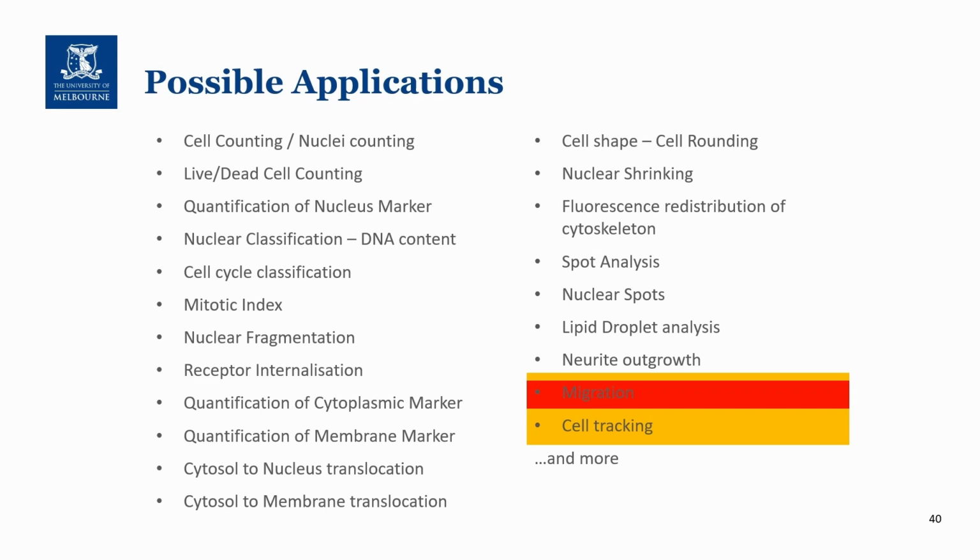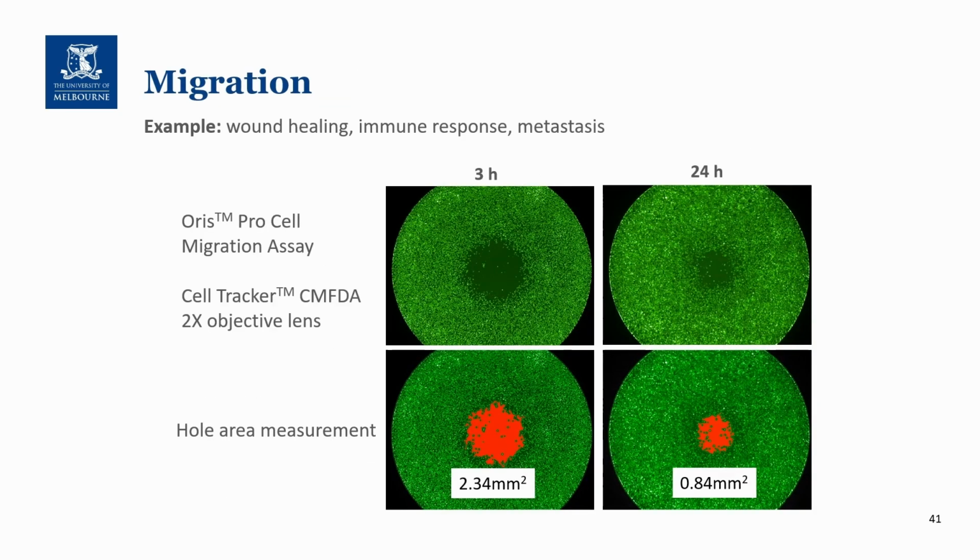The next two examples cover more kinetic datasets and look at cell migration and tracking. Examples of when imaging migration is useful are tracking wound healing, immune responses, and metastasis. Here is an example of an Oris Pro cell migration assay that has been carried out with a 2x objective. In this well, the cells have been labelled green and they have been removed from the centre of the well, leaving behind an empty space. You can see that the empty area in the centre is reduced after 24 hours as cells migrate into it.